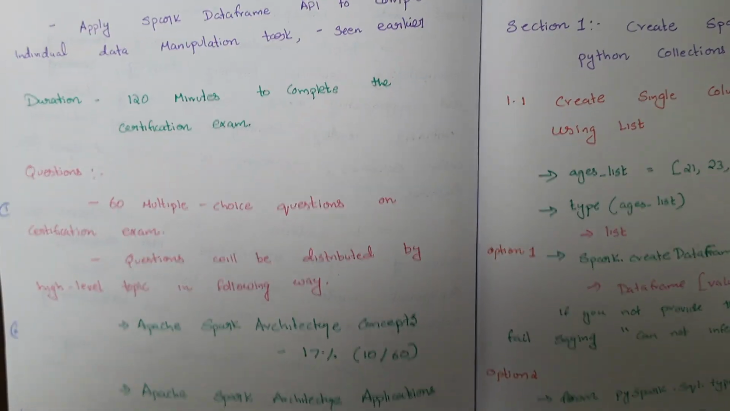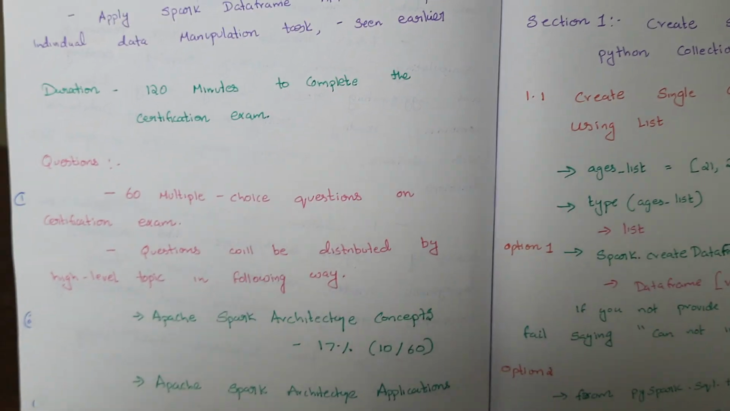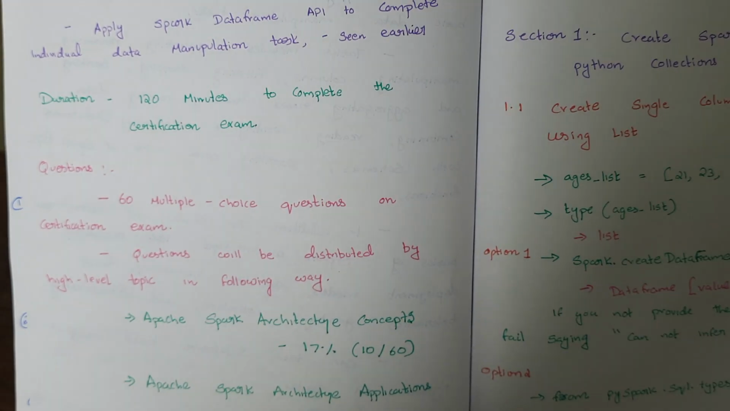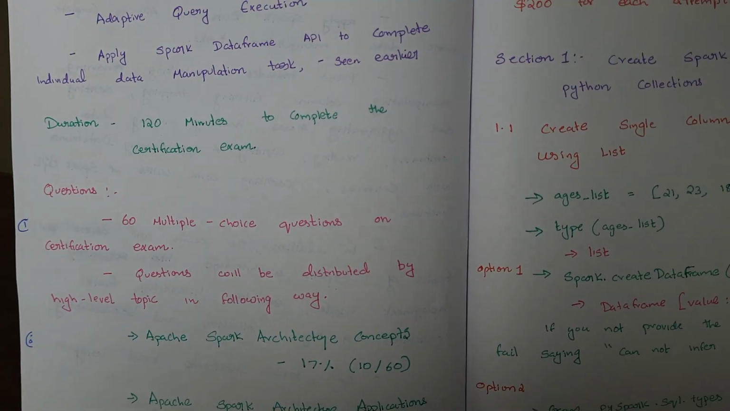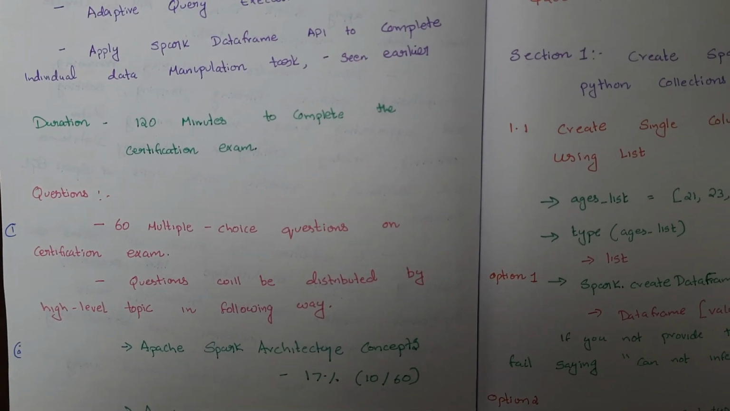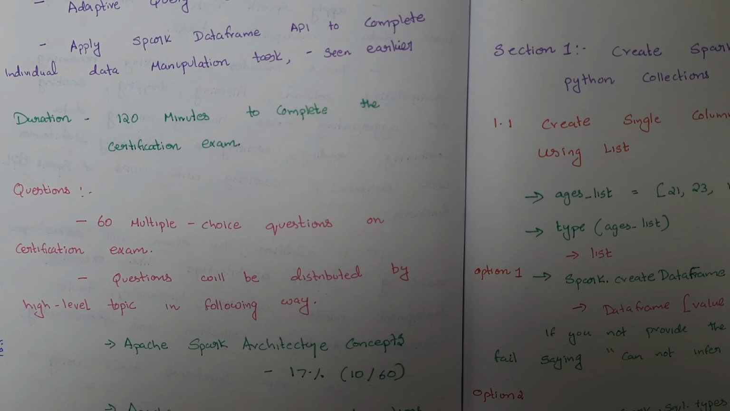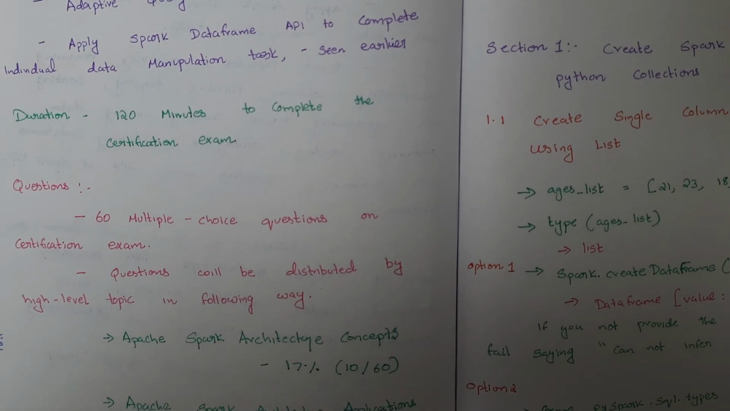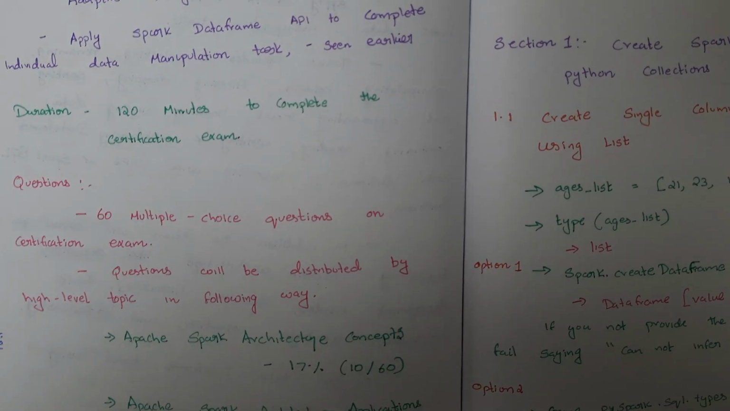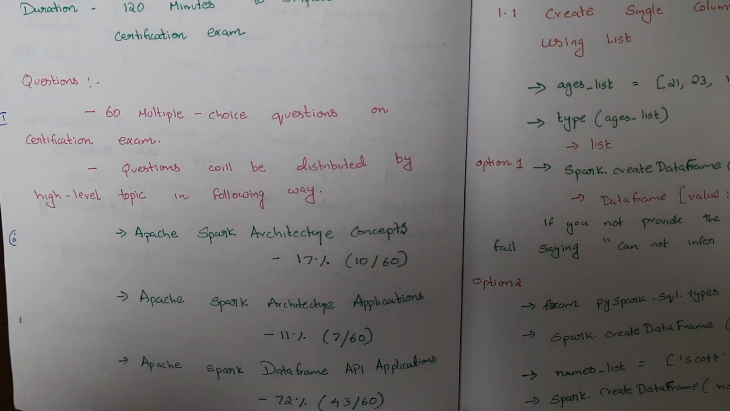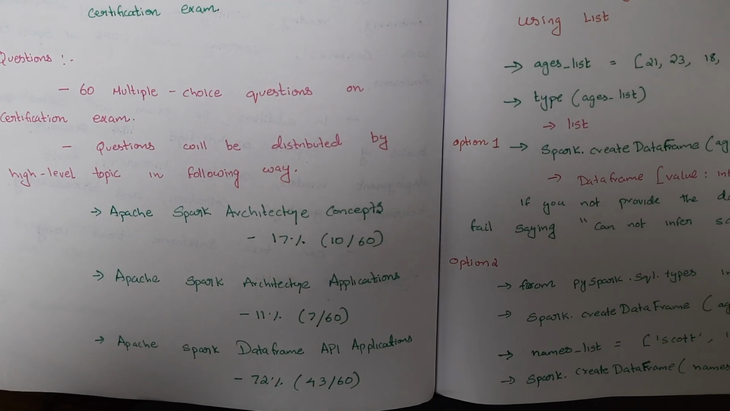Let's see what the duration for this examination is. The duration is 120 minutes to complete the Spark certification exam, and you will have 60 multiple choice questions. So for each question you have approximately 2 minutes. The questions will be distributed by high level topic in the following way.